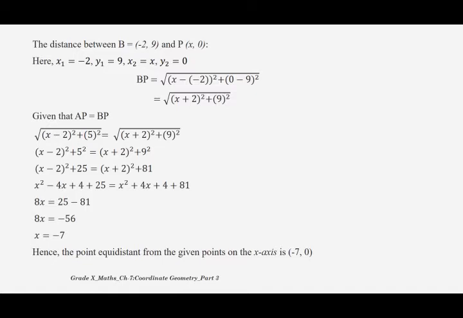So, 8x is minus 56 and therefore x is minus 7. Now you have to write it in ordered pair. So hence the point equidistant from the given points on the x-axis is (-7, 0).